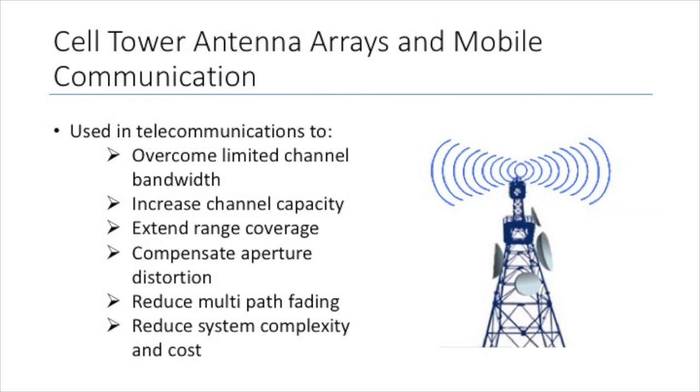Antenna arrays can be found in so many applications in our advanced society. Antenna arrays are used in mobile communication tower systems to help overcome the limited channel bandwidth. Therefore, companies can support more and more cell phones. Using antenna arrays in mobile communication systems helps improve the performance of the system by increasing channel capacity, extending range coverage, compensating aperture distortion electronically, and reducing multipath fading, system complexity and cost, and outage probability. Hopefully in the near future we can have communication to a mobile device anywhere in the world.